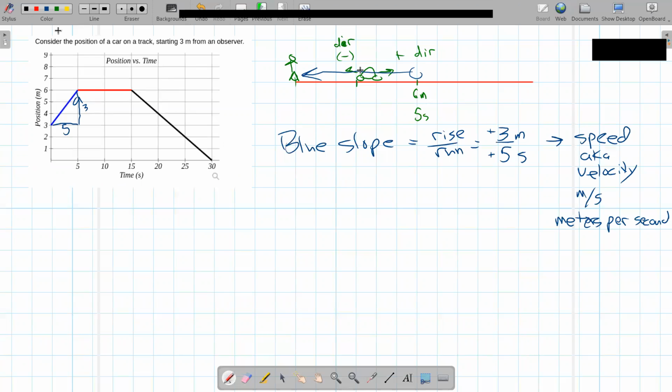So the slope of the red line, if we think about the whole rise over run thing, there's no rise. And the run happened over 5 to 15 seconds. So that happened over 10 seconds. 0 divided by 10 is 0. Rise over run. Slope is 0 there, meters per second, right? So it's just chilling right there. It's just sitting still. And then we got that black part.